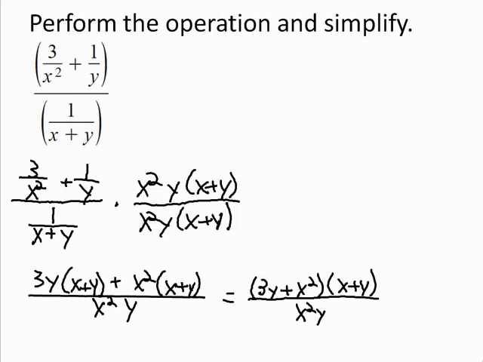This expression has to have the same domain as the original expression. In the original expression, there was an x plus y in the denominator, so x plus y cannot be equal to 0. Subtract y from each side. X cannot be equal to negative y. The simplified expression is the quantity 3y plus x squared times the quantity x plus y, divided by x squared times y, where x is not equal to negative y.